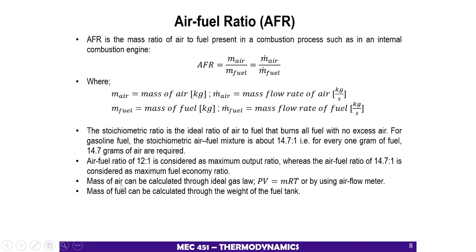Mass of air can be calculated through the ideal gas law, PV = mRT, or by using an air flow meter. Mass of fuel can be calculated through the weight of the fuel tank or fuel regulator.